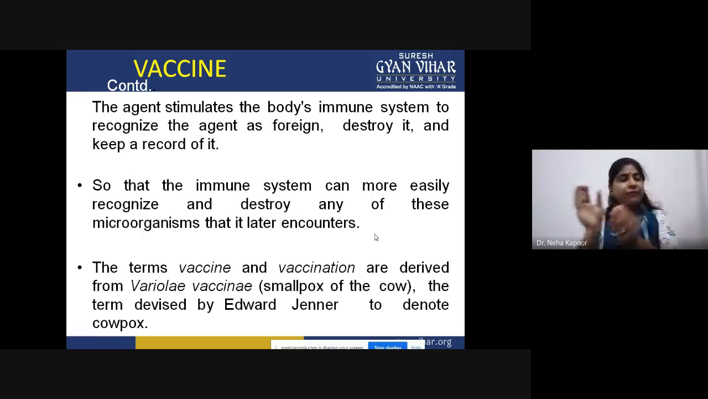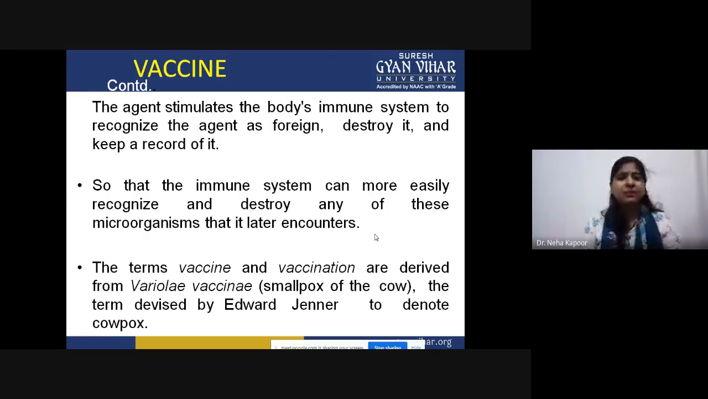Now, the terms vaccine and vaccination are derived from variola vaccinae, that is smallpox of the cow. The term was devised by Edward Jenner, who did experiments on the cowpox virus. If milkmaids are infected with cowpox, then they are immune to smallpox.